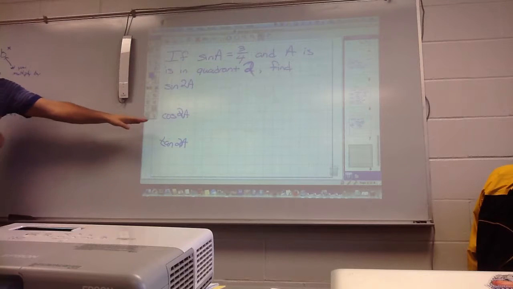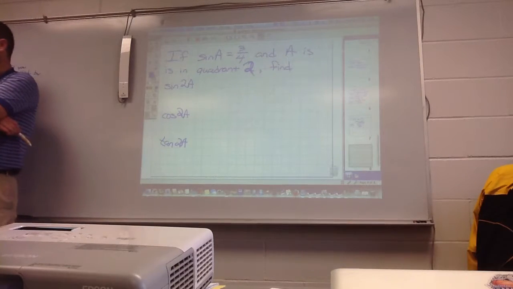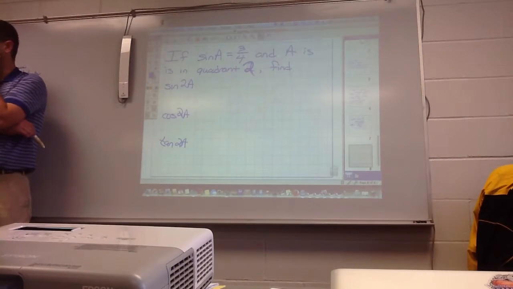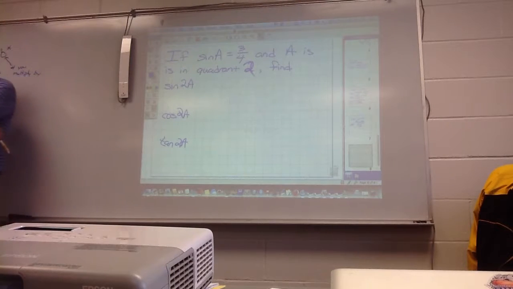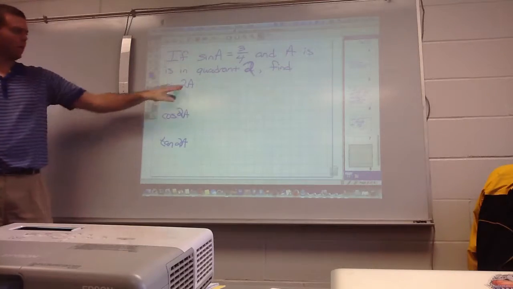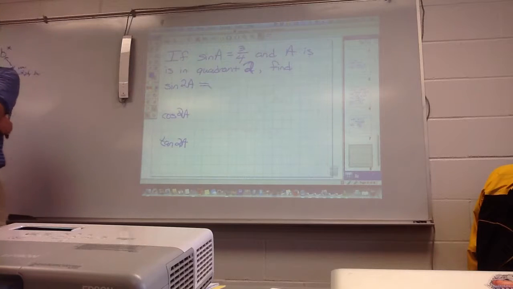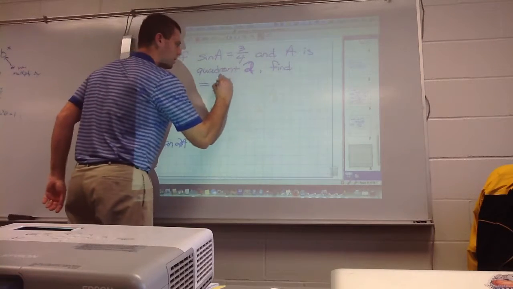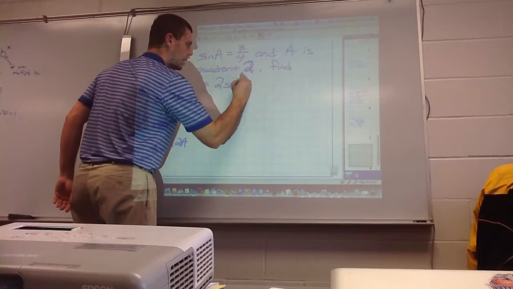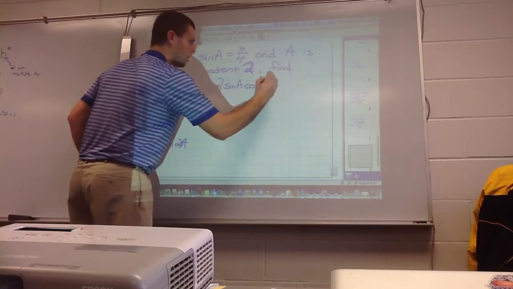Okay. How about cosine? Depending on what quadrant it goes into. And how about tangent? Same thing? Okay. All right, let's use our identities here and let's just see what happens. Sine of 2A. What's the identity for sine of 2A? 2 sine A cosine A, right? 2 sine A cosine A.